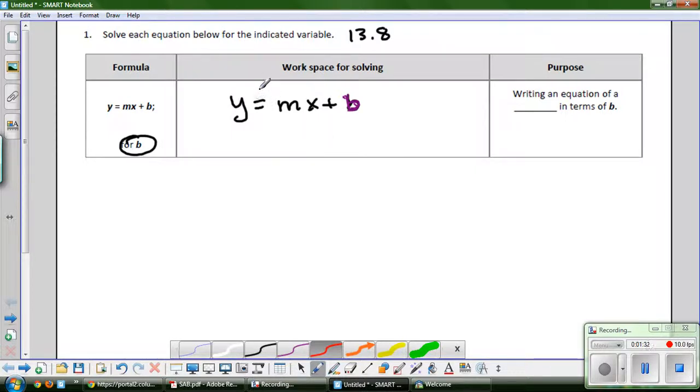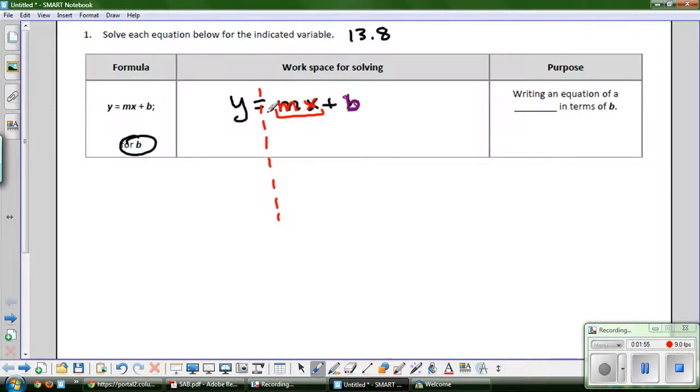Now, when I say around b, I don't care what's happening on the left side. I need to focus on the right. So I'm looking at this b. What's attached to it? How is it attached to this b that I need to undo? I need to reverse. I need to unattach. Well, b's over here. I see an addition sign, and I'm dealing with this mx. Well, the mx itself is the only thing attached to the b. Okay. How is it attached? Well, it's a positive mx. It's being added to the b.